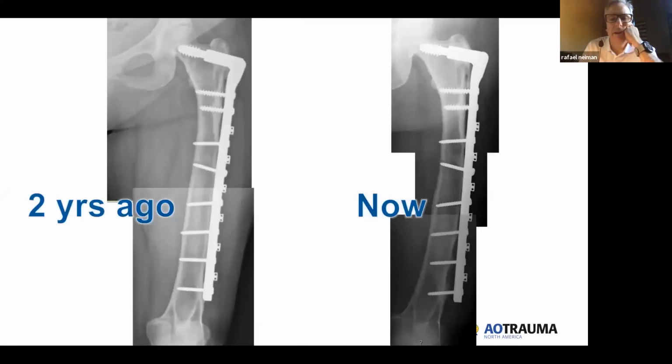If you look at what she looked like 2 years prior to her thigh pain, she had a relatively straight femur. So I think as it's bowing additionally, the lateral side is under tension.